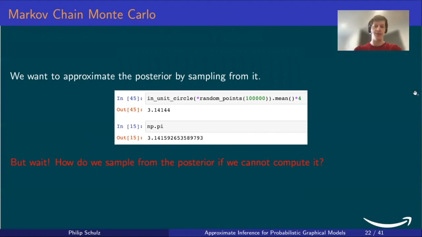Okay, and that is exactly what we're going to do with our posterior. So instead of approximating the posterior with another distribution, no, we're going to draw samples directly from the posterior. And now you may say, but wait, how do we sample from the posterior if we can't even compute it?